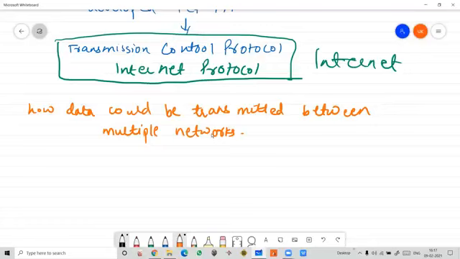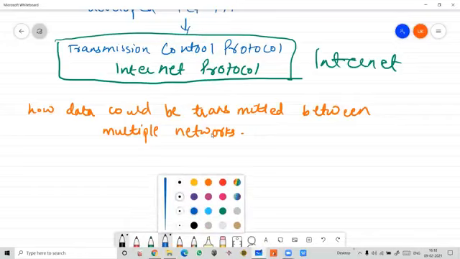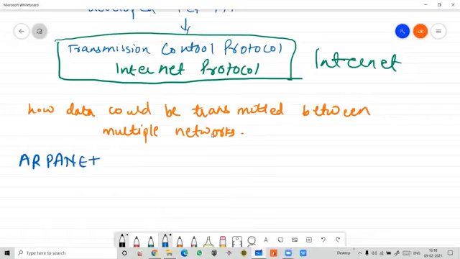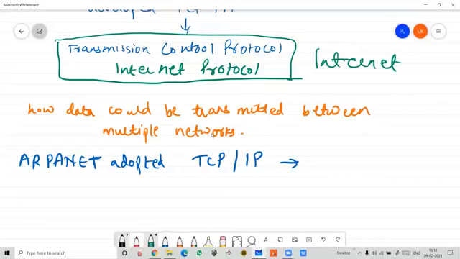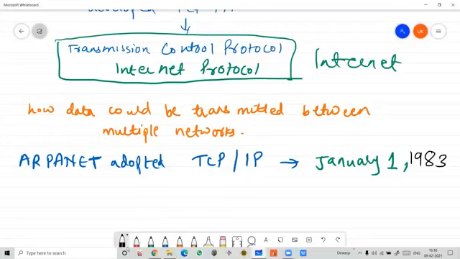So here's what happens, students. ARPANET adopted TCP/IP, that is the Transmission Control Protocol and Internet Protocol, on January 1, 1983. And from there, researchers began to assemble the network of networks.